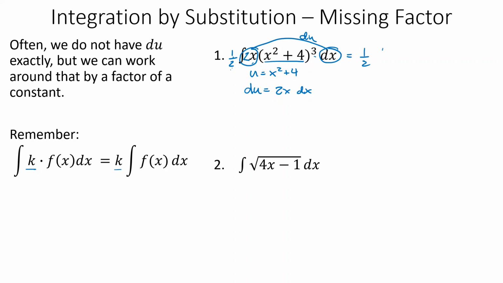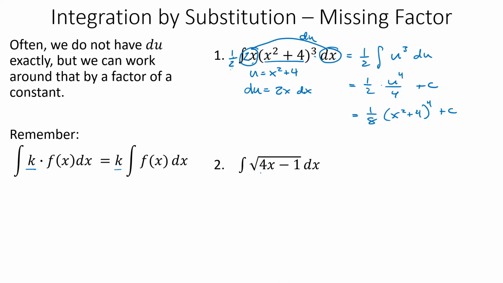So we get 1/2 the integral u to the 3rd du. So we get 1/2 u to the 4th over 4 plus c. So this would be, let's see, 1/2 and 1/4 would be 1/8. And we'd get x squared plus 4 to the 4th plus c, like that.